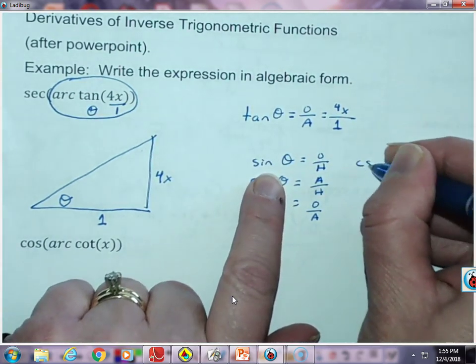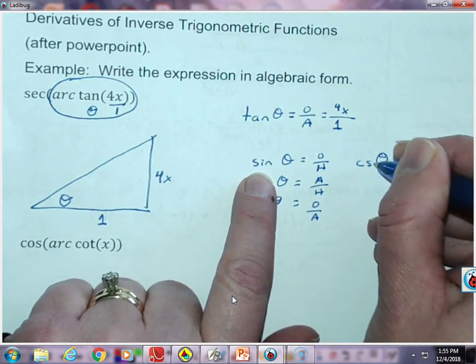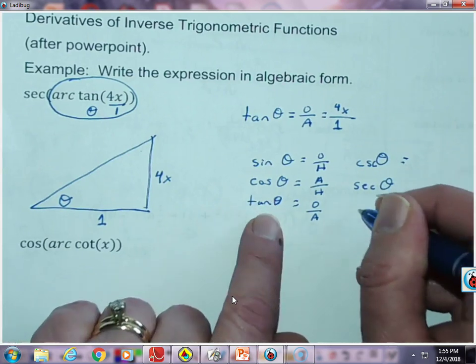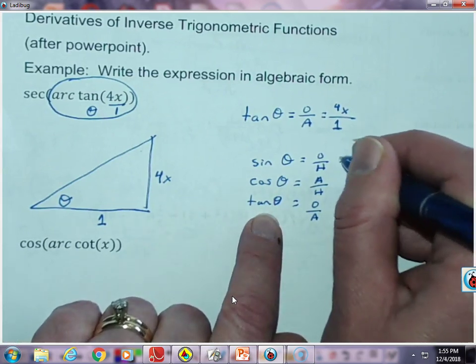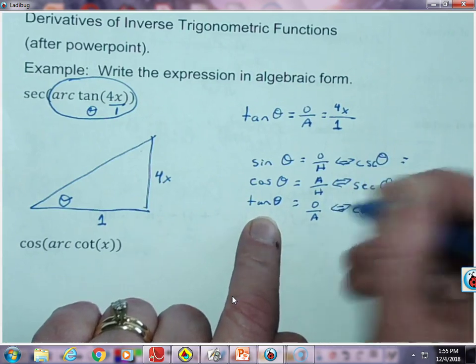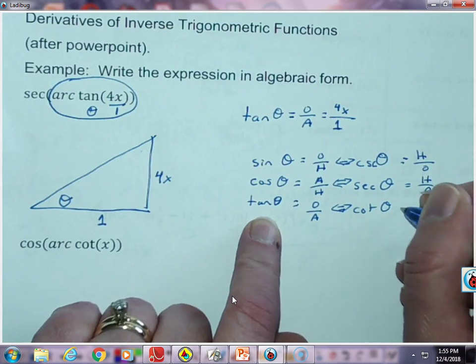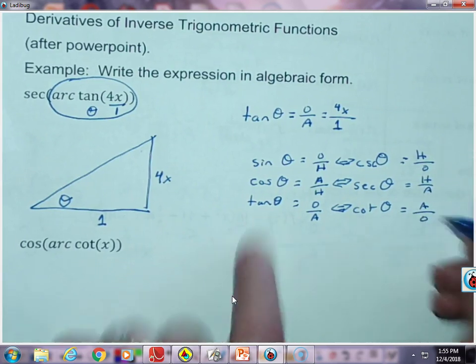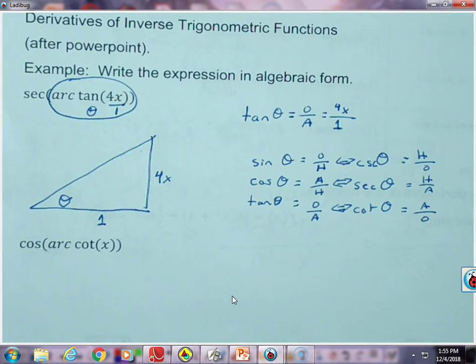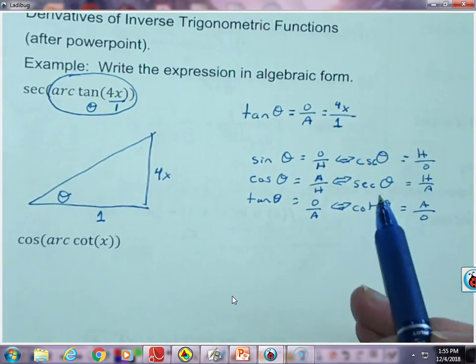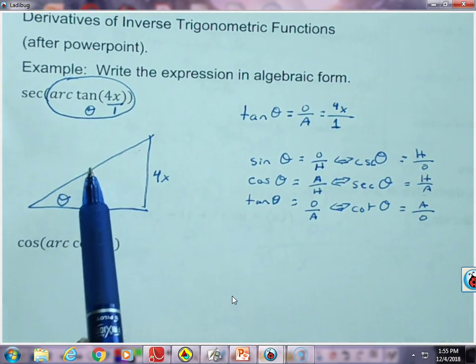Reciprocal functions: the S goes with the C. Cosecant, sorry, that's CSC. This one's secant, and this one's cotangent. So these are the reciprocal functions, which just means I can flip all these guys. For me to do secant, I have to think of cosine first and flip it, because I learned these three first. So if I'm going to do secant, I need hypotenuse over adjacent, and I don't have the hypotenuse, so I need Pythagoras.